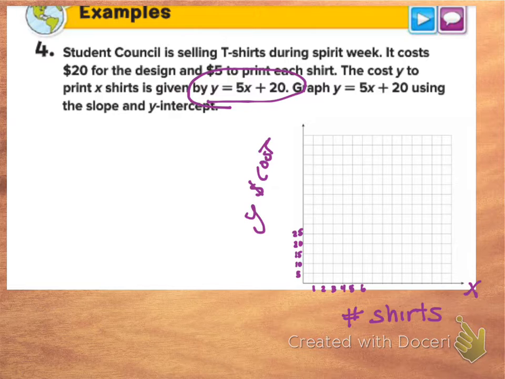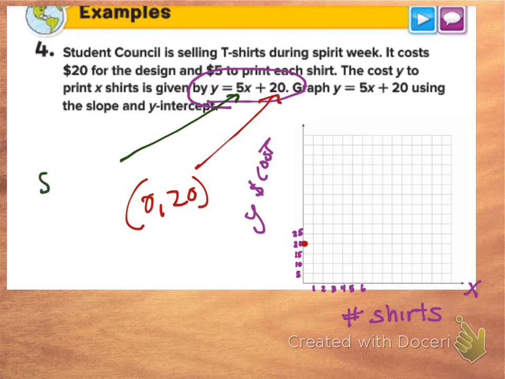And then I'm looking at that equation, and in that equation, my y-intercept is 20, so that means the ordered pair (0, 20). And so I'm going to go to (0, 20) and put a dot. That's my y-intercept where that line crosses the y-axis. And the slope is 5. That's telling me that the slope is 5 over 1, 5 up over 1.